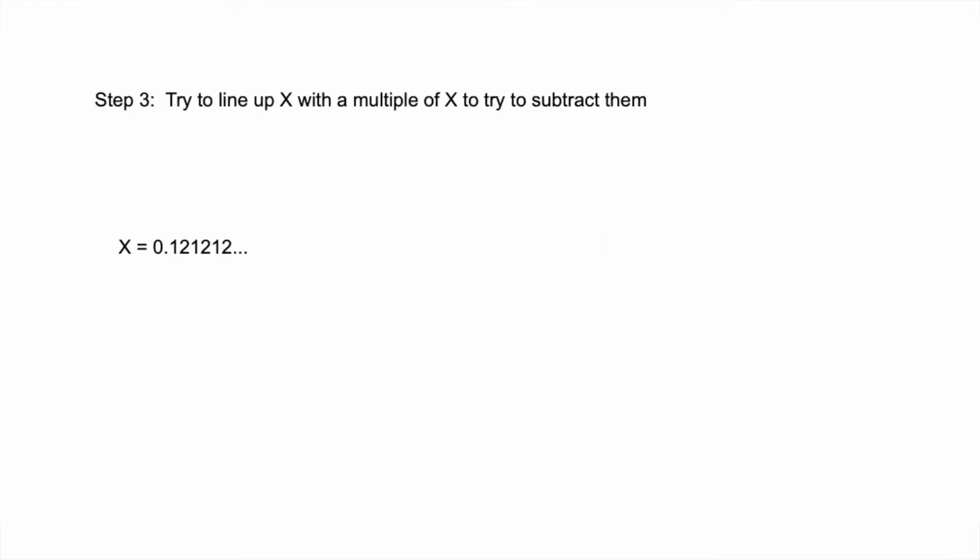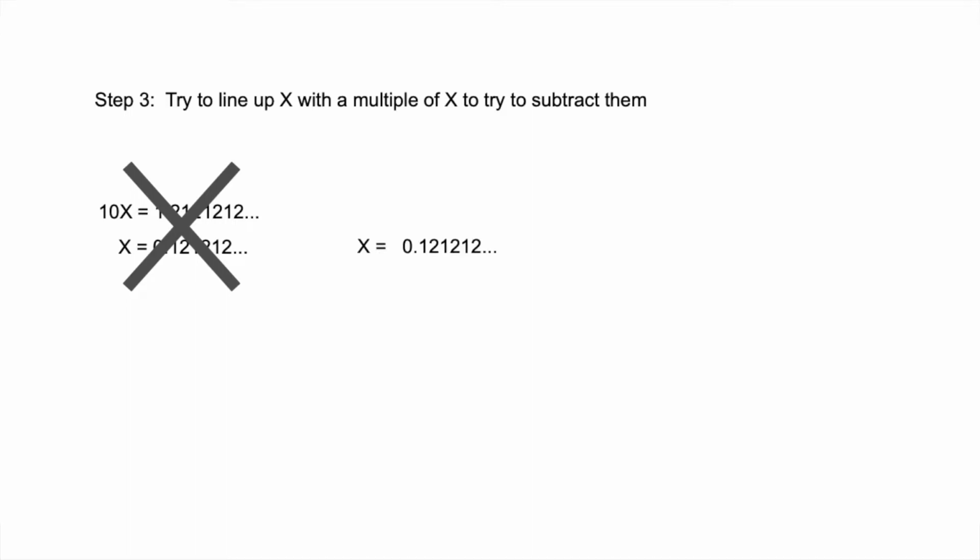And now we try to line up x with a multiple of x to try to subtract. Let me explain. So we have our x, and 10x is 1.21212121. Subtracting these is not nice because nothing nicely cancels out. So we cross this one out. Now let's go on to the next one.